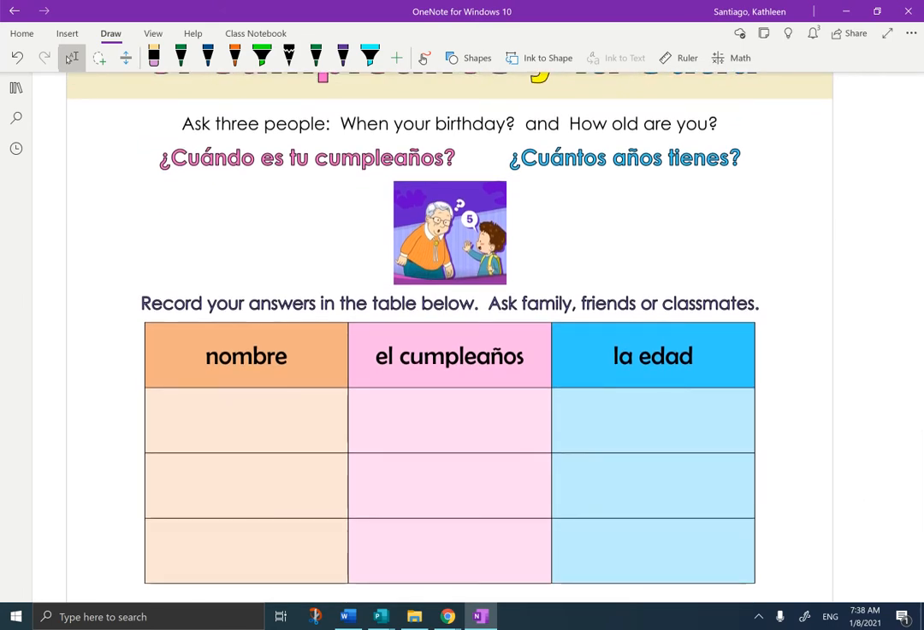So if I went up and I asked Susana, I'm going to write her name in because she's the person that I'm working with, and I'm going to ask her, ¿cuándo es tu cumpleaños? And let's say she answered, mi cumpleaños es el 9 de abril. So I would put in el 9 de abril. Then I ask, ¿cuántos años tienes? And she answers, yo tengo 13 años. That's what it will look like as you fill in the chart.